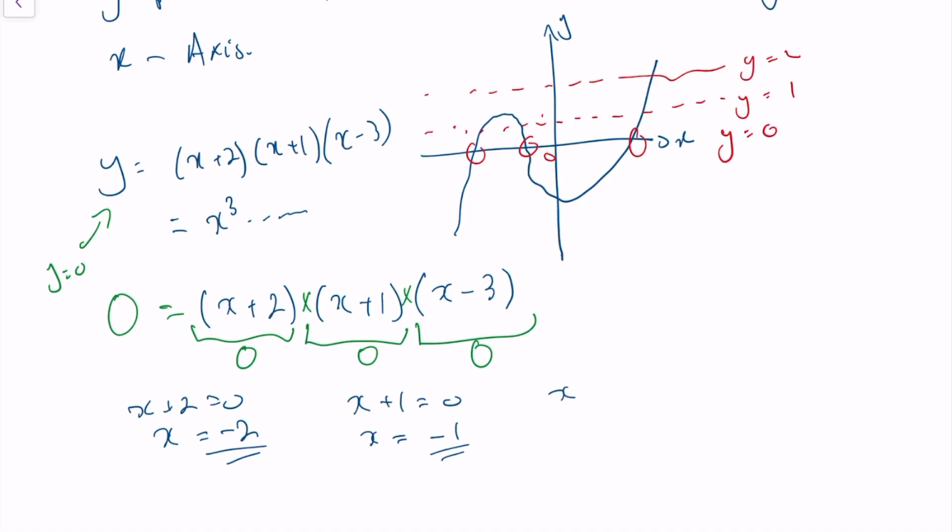When I do the third one, that's going to be x minus 3 equal to 0, and that is going to give me x is equal to positive 3. There, I have just found my three roots. One of them is minus 2 over here. This one could be minus 2.